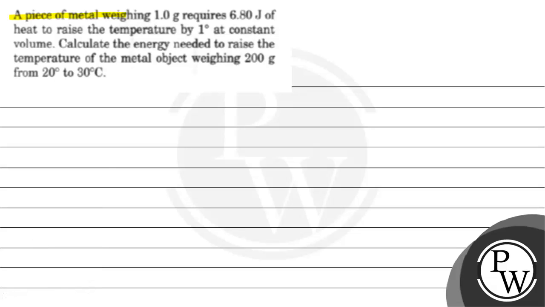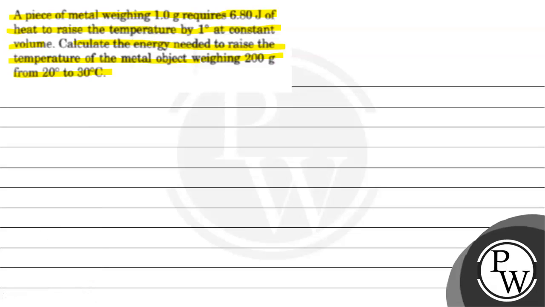A piece of metal weighing 1 gram requires 80 joule of heat to raise the temperature by 1 degree at constant volume. Calculate the energy needed to raise the temperature of the metal object weighing 200 gram from 20 degrees Celsius to 30 degrees Celsius.